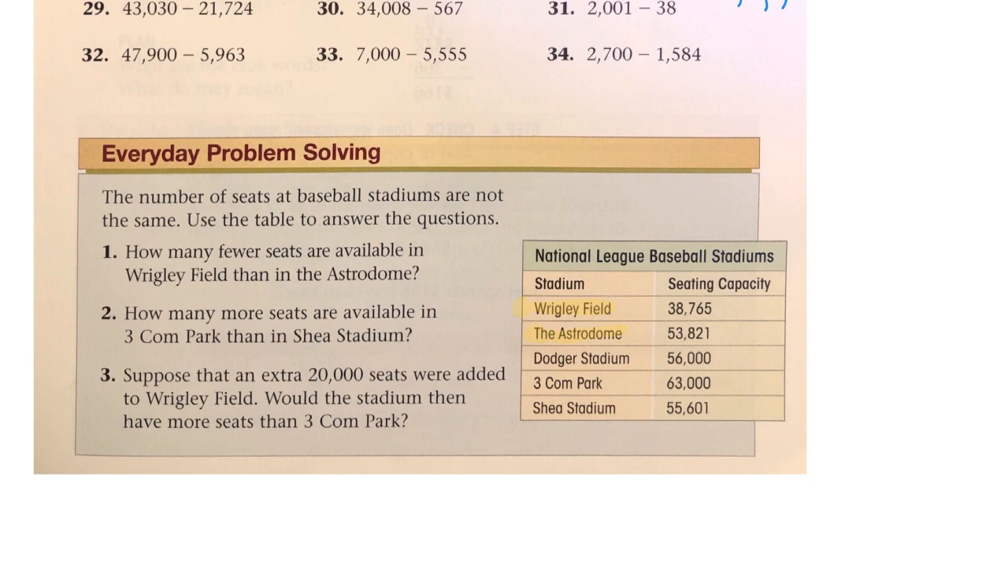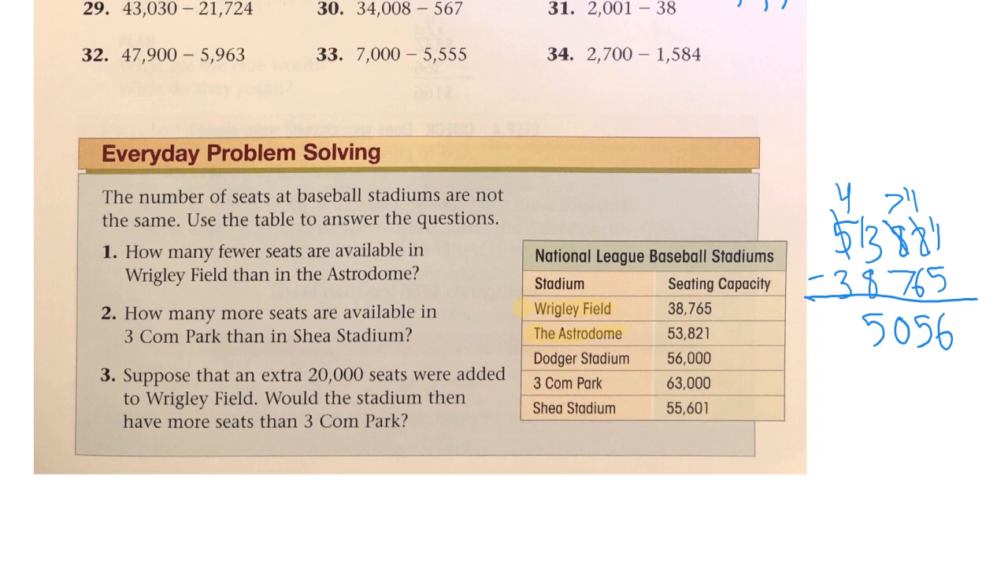So we've got 53,821. Subtract 38,765. So we regroup. Oh, I can't take 6 from 1, so we regroup. And get 5. 7 minus 7 is 0. I can't take 8 from 3, so we regroup. 13 minus 8 is 5. 4 minus 3 is 1.